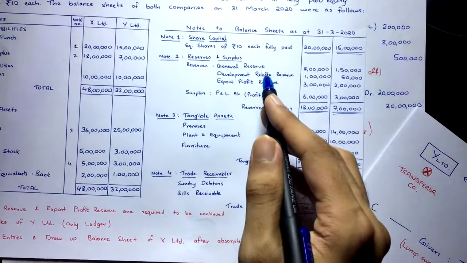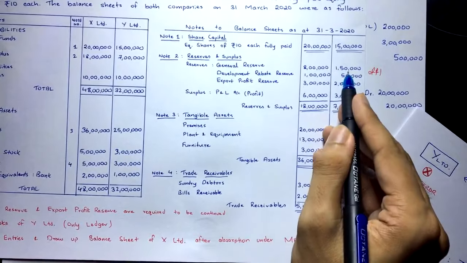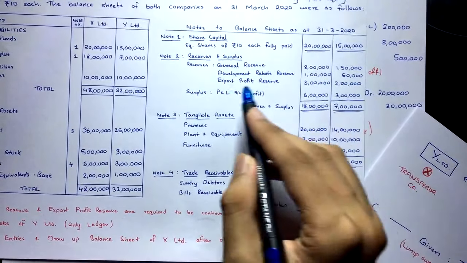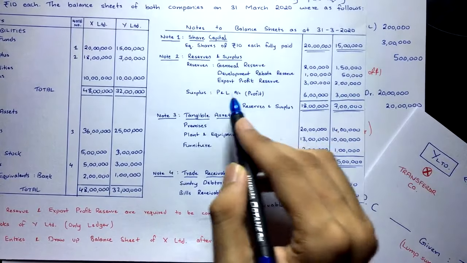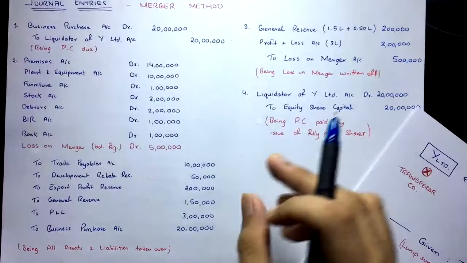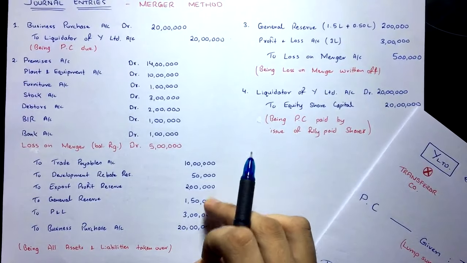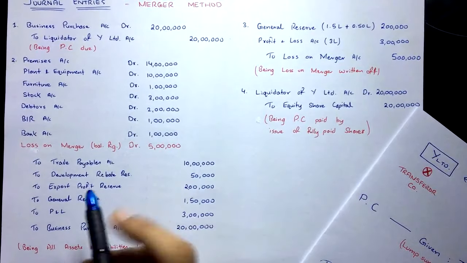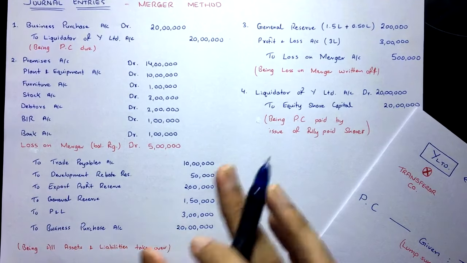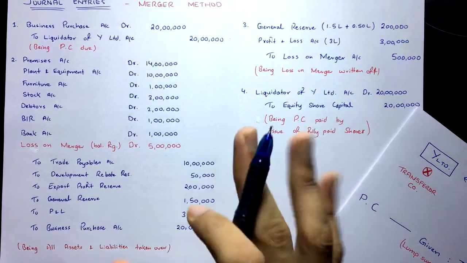So now trade payable 10 lakh, and then all the reserves also. So what all reserves are there? See here, general reserve 1,50,000, take that. Then development rebate reserve 50,000, take that. Export profit reserve 2,00,000, take that. Surplus of profit and loss is there 3,00,000, take that. Take all the reserves. Don't leave any reserve, fine?